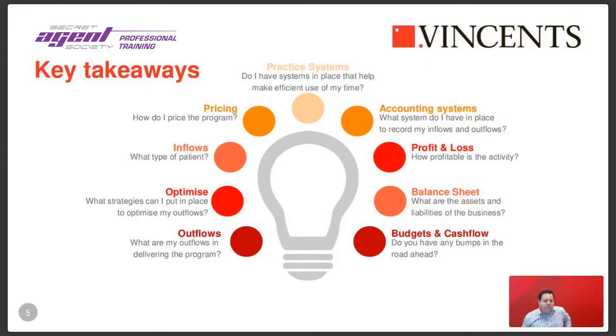So the profit and loss, so how profitable is the activity? So looking at the program in isolation, what effect is it having on other aspects of your practice? Your balance sheet, so what are your assets and liabilities of the business? Most importantly, for you guys, it'd be the amount of money that's owed to you from customers and the amount that you owe to suppliers. And then lastly, how to budget and cash flow. So do you have any bumps in the road ahead? Depending on how lumpy your cash flow is from getting your inflows in and then the timing of your outflows, what measures do you have in place to help iron those out?